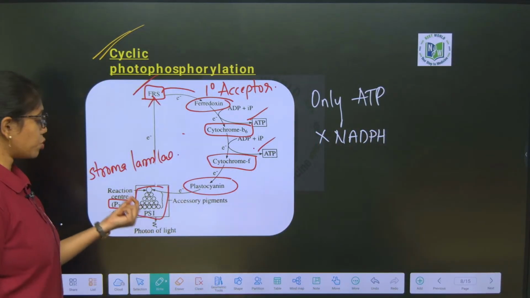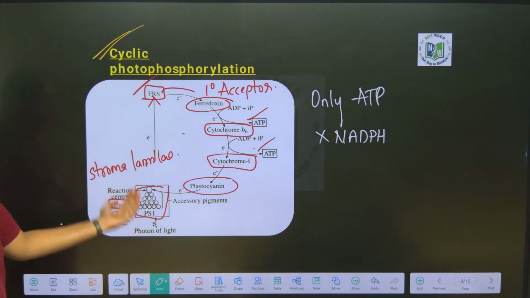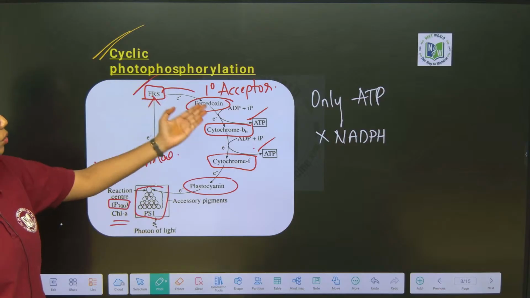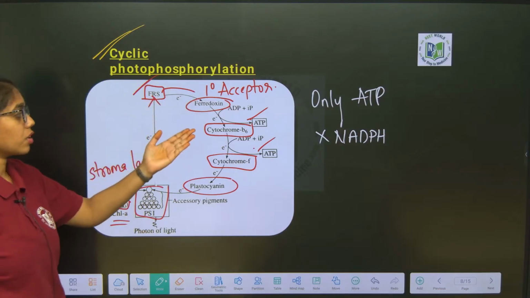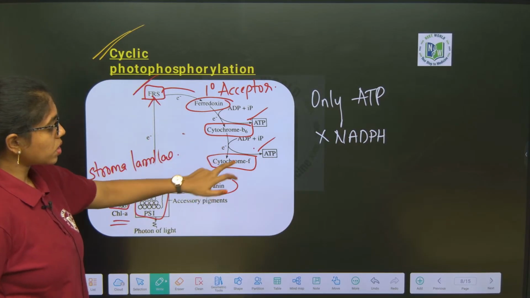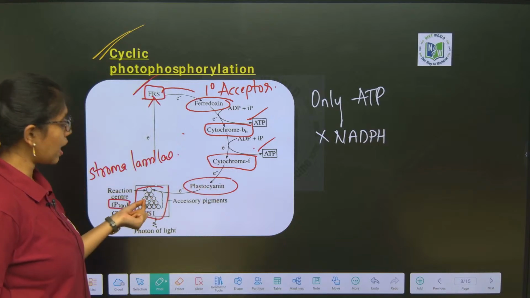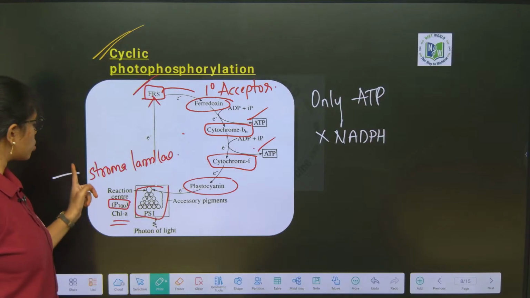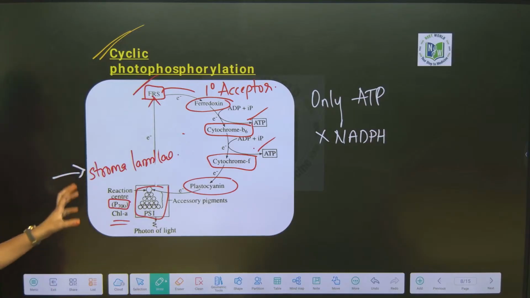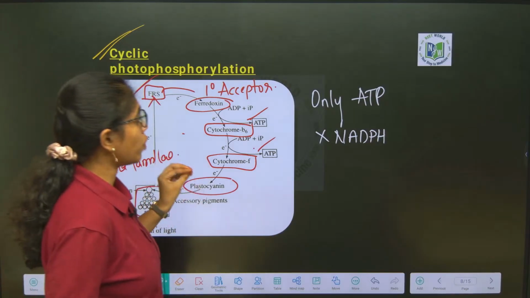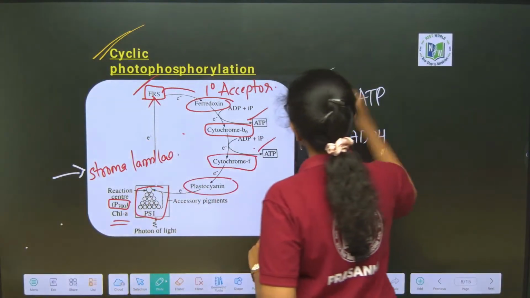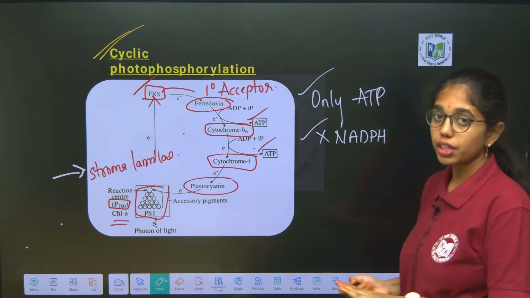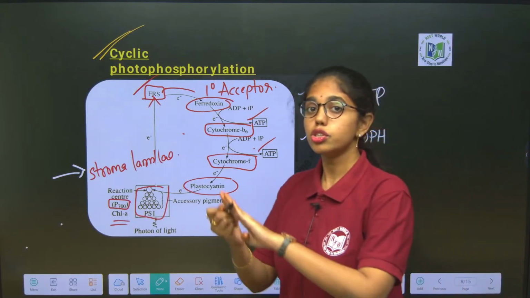So here absorption of light in the form of photons, and then this electron energy is submitted to ferredoxin, which is the primary electron acceptor, cytochrome B6, cytochrome F, plastocyanin, and then electrons will come back to what? Photosystem. Where does this occur? Stroma lamellae. Cyclic photophosphorylation occurs in stroma lamellae. Only ATP is formed. There is no involvement of NADPH.